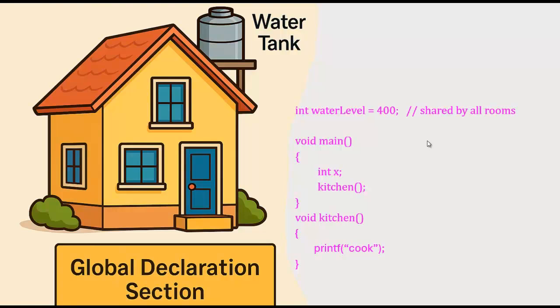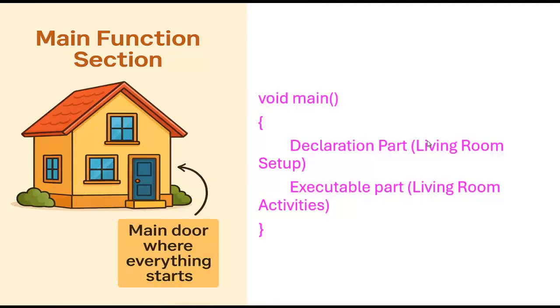So water from this tank flows into every room. Hope all of you are clear with this, right? Global declaration section, water tank on the terrace. Next, main function section, main door of the house where everything starts, heart of a C program, right?